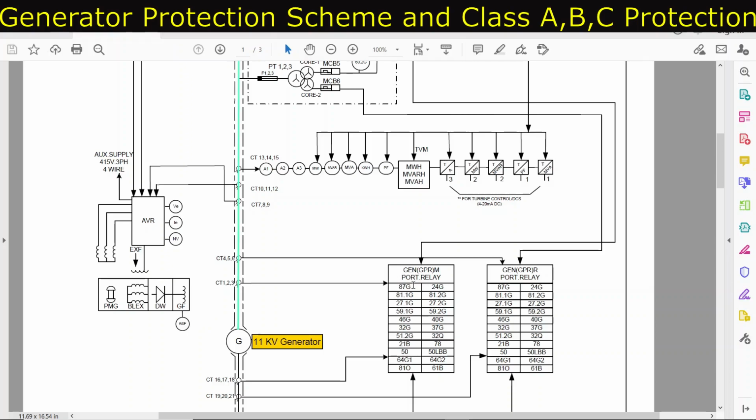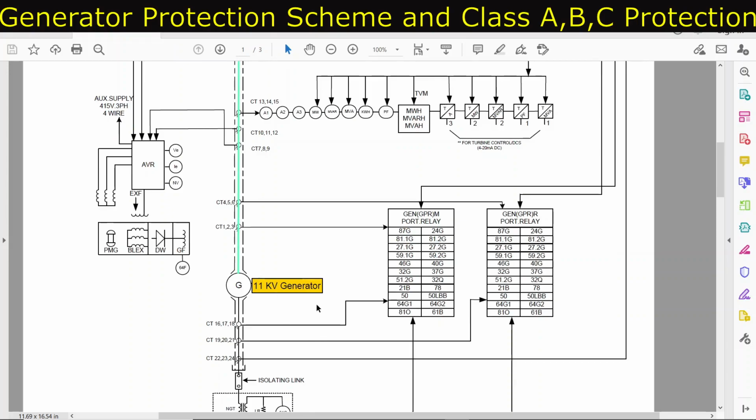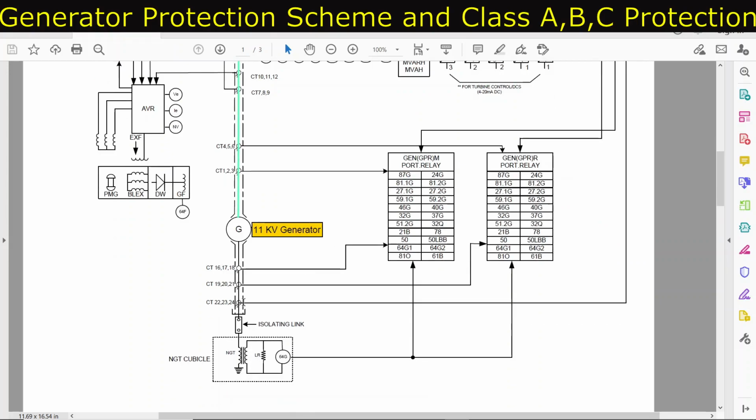There are two different relays used. One is the main relay and another one is redundant. So if any protection fails in the main relay, then our redundant relay will be used for tripping the circuit breaker for protection of the generator. That's why so many CTs are being used here.